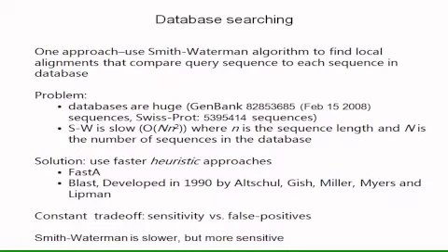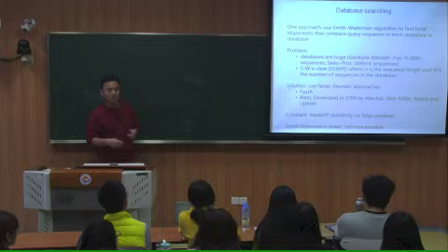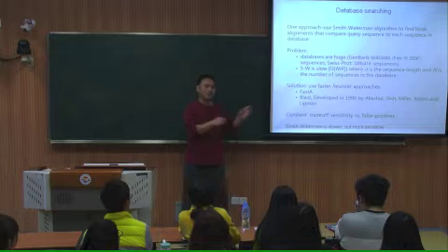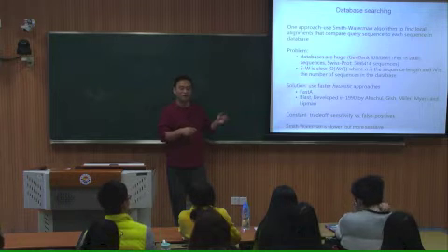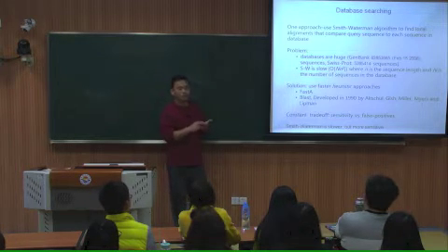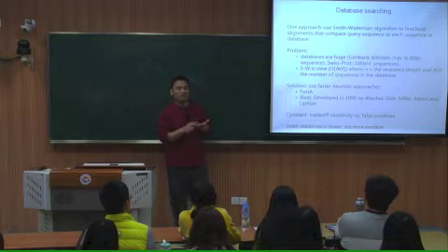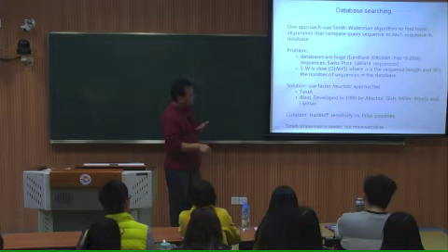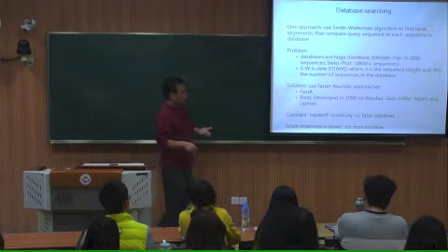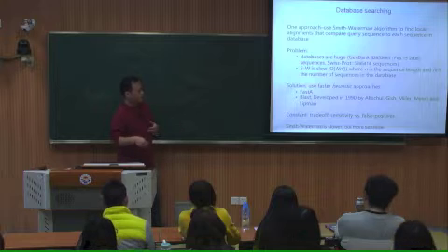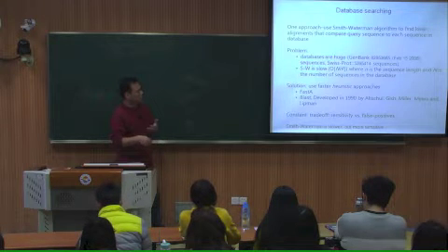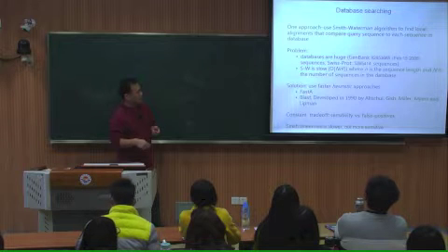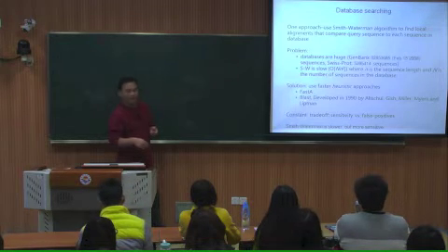There are some solutions. Use heuristic approaches. So heuristic means we find some shortcut to find the solution, but it will not guarantee the solution is the global optimal, the best one. But it's a good enough solution. So there's always a trade-off between sensitivity and speed. Okay, so these are the two algorithms that are used for database searching. An older one called FASTA. And the one we're going to talk about today is BLAST.